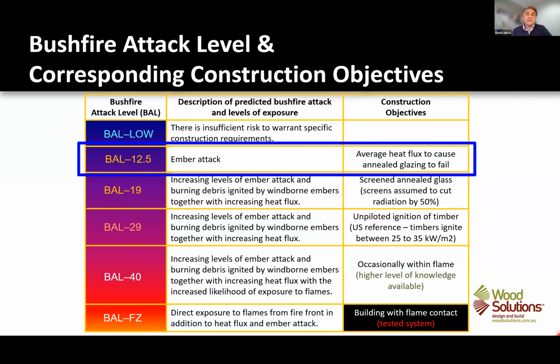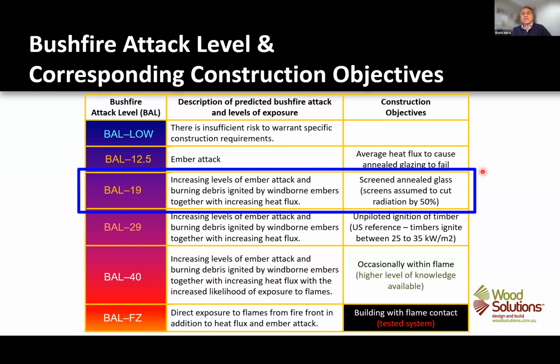So 12.5 is basically a level of radiant heat, 12.5 kilowatts a square metre. So that's the assumption that at that level you get 12.5 kilowatts a square metre onto your structure. It's predominantly looking at ember attack, and one of the key objectives is that at this point you potentially get some annealed glass or traditional glass to fail at that level of heat. And so the design of the buildings is to try and minimise the impacts of the radiant heat onto our buildings and try and minimise the effects of that heat or embers penetrating our buildings.